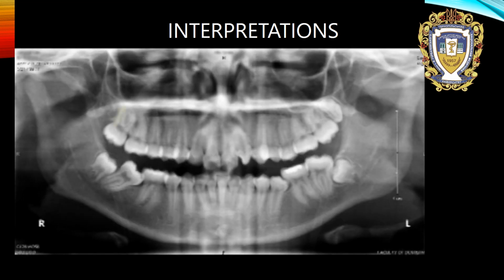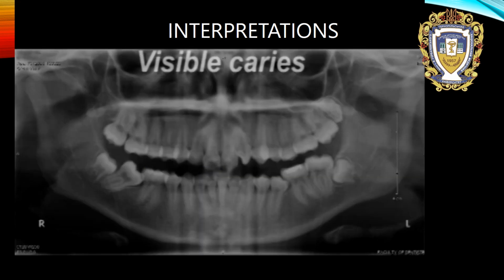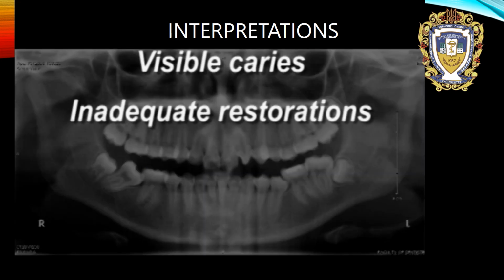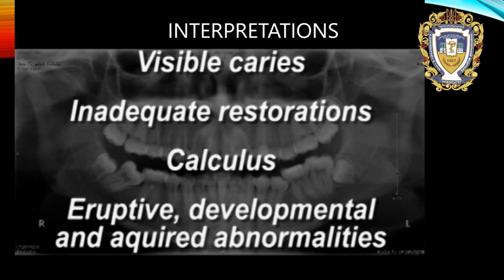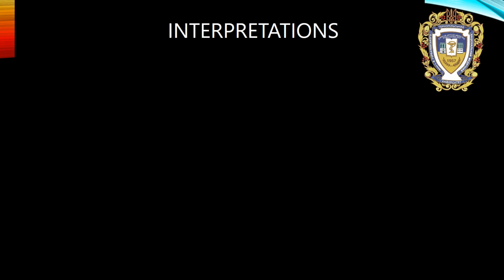Examine the periodontal ligament spaces and lamina dura for anything affecting their continuity. The features related to teeth must be reported and are discussed in more detail in other resources. However, be reminded to identify any visible caries, inadequate restorations, calculus, and any eruptive, developmental, and acquired abnormalities.